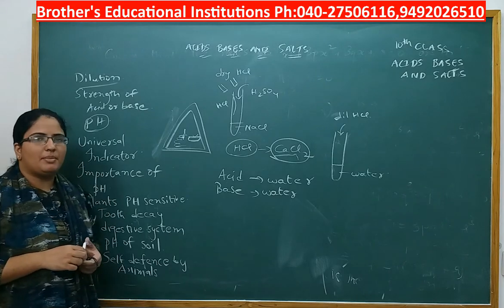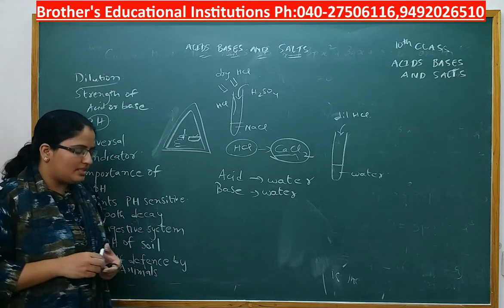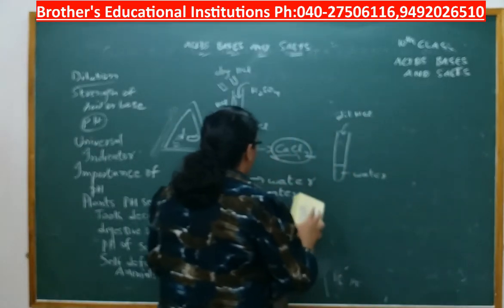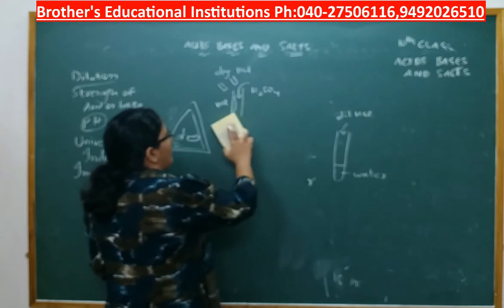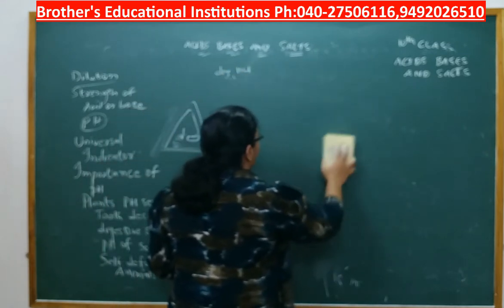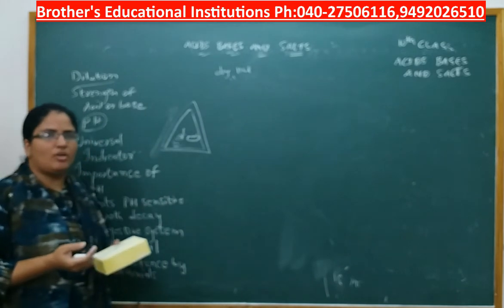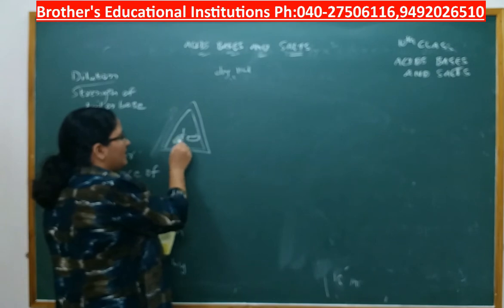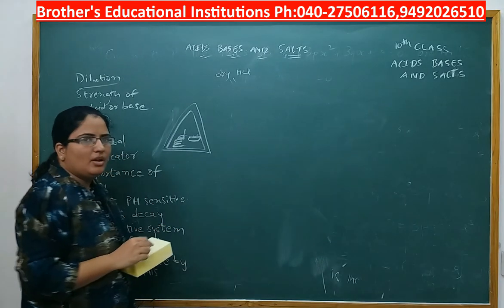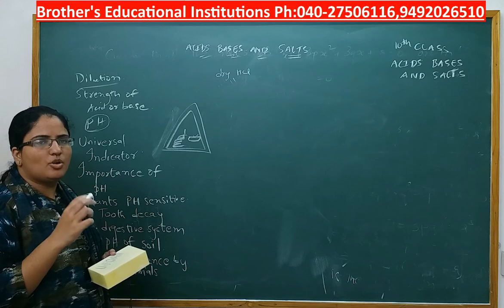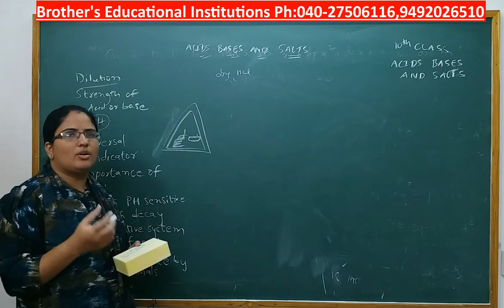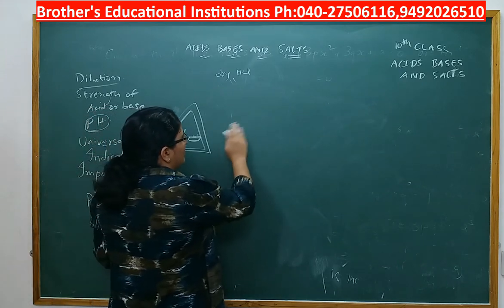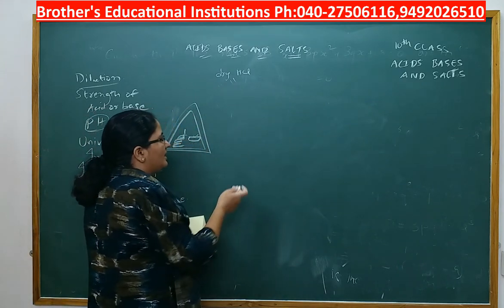Our next concept is about dilution. What is this dilution? If you take strong acids or strong bases, you can see a caution symbol which indicates that you cannot use them directly. You have this caution symbol in your textbook. It damages your hand.